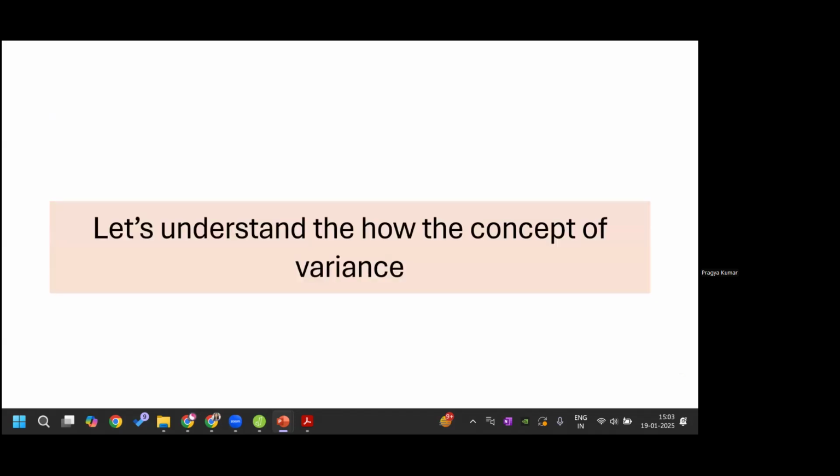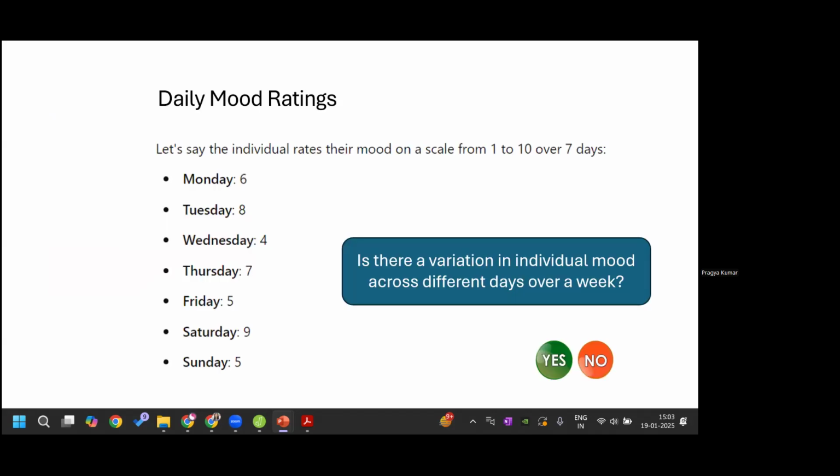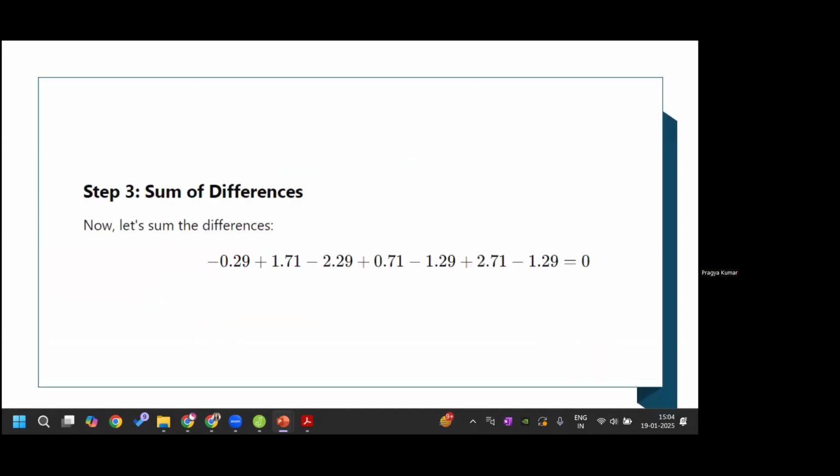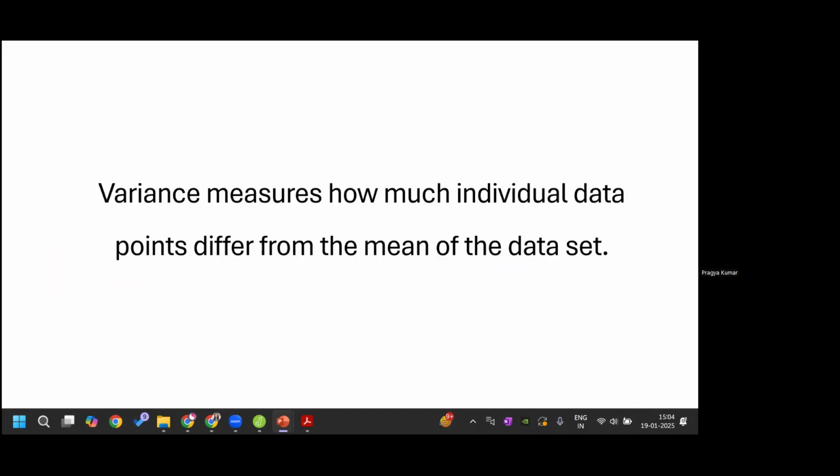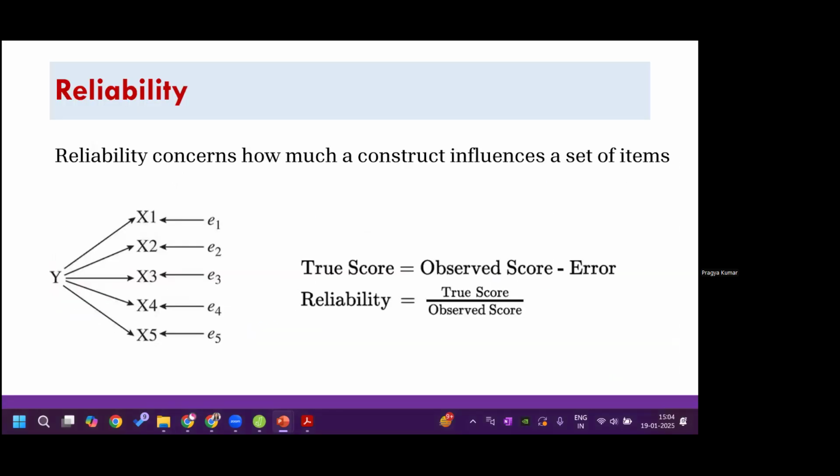Now again, we have understood this concept of variance at the beginning of today's session, when we saw the variation in mood, daily and weekly mood. You know how you do that: you just square this, and then this is the variance. And in this case, there is no variance. So now, coming to reliability, how is reliability explained in the case of an item?